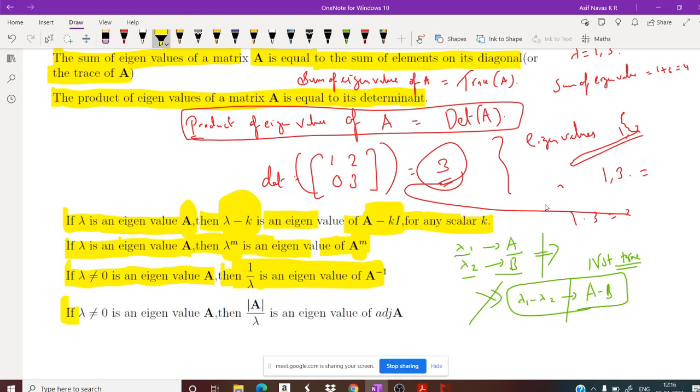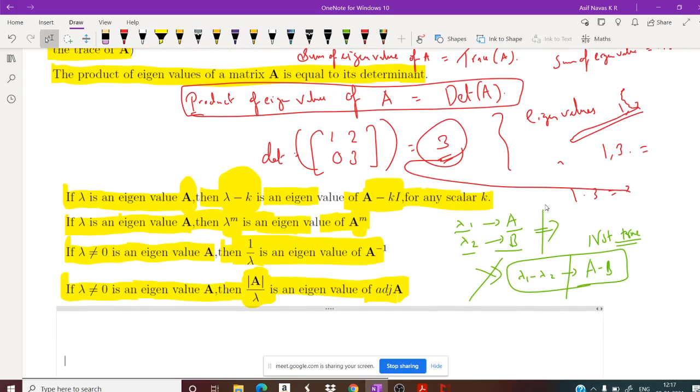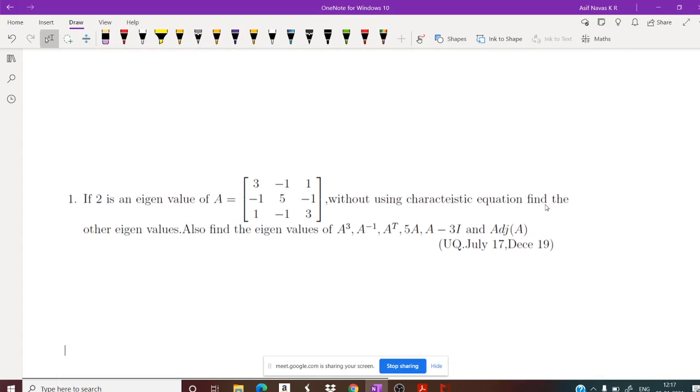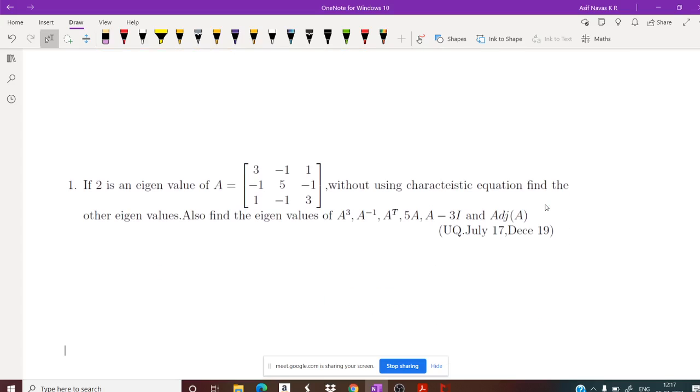And the last property: if lambda not equal to 0 is an eigenvalue of A, then determinant of A divided by lambda is an eigenvalue of adjoint of A. So go through these properties. You have to study these properties so that we can do a few problems. Is it clear? Any doubt? Clear, right? Okay, tell me if you have any doubt, you can ask me.